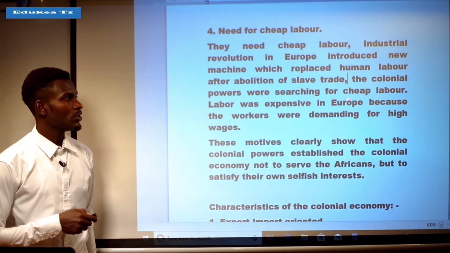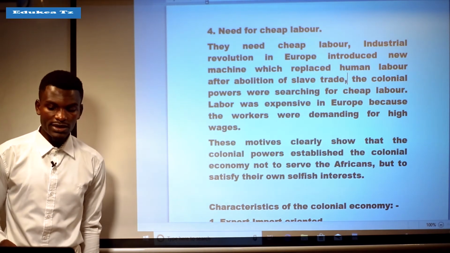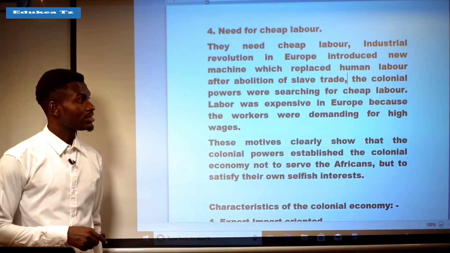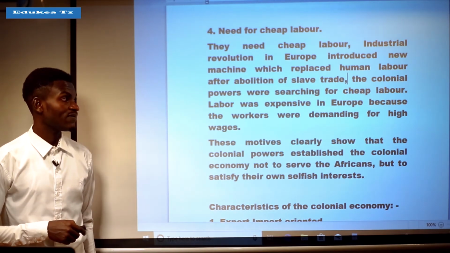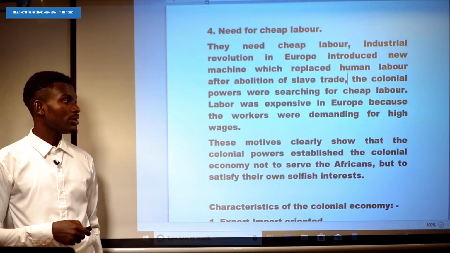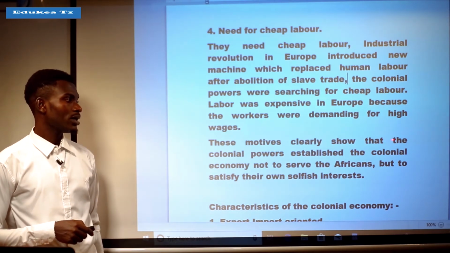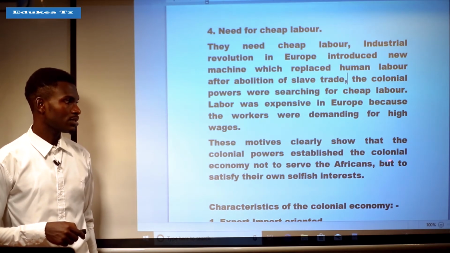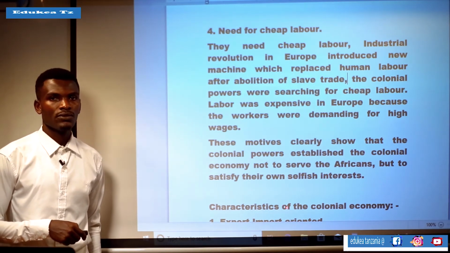Labor was expensive in Europe because the workers were demanding high wages. It means the laborers in Europe were expensive and the workers were demanding high wages to be paid. These motives clearly show that the colonial powers established the colonial economy not to save the Africans, but to satisfy their own selfish interests.